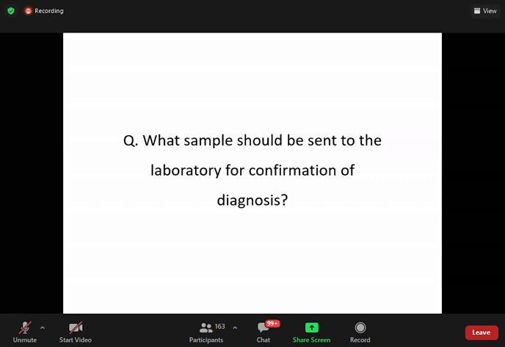Now, what sample should be sent to the laboratory for confirmation of your skin snip? Okay. Why skin snip? To detect the microfilaria. But why? Because there's accumulation of the parasites. Yeah, it's a tissue roundworm.